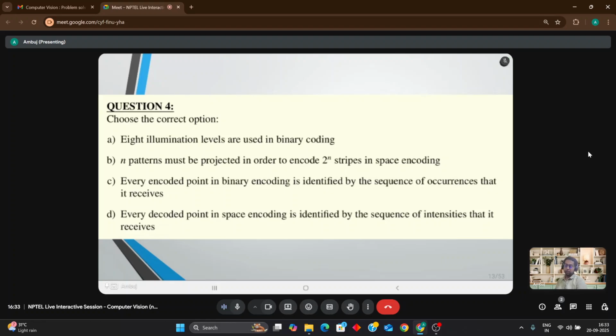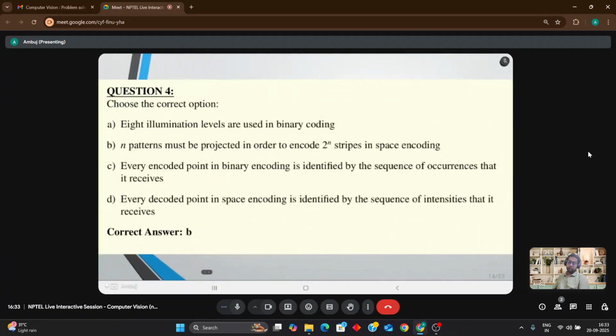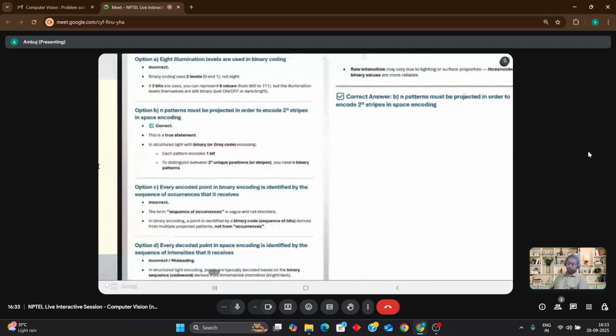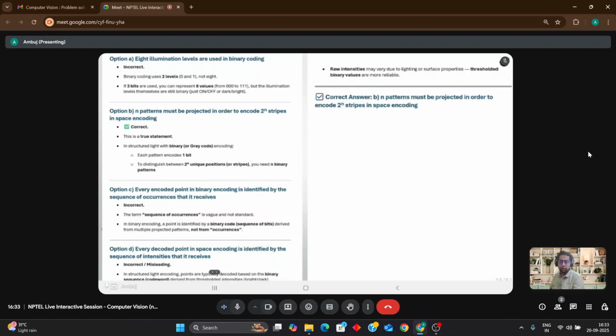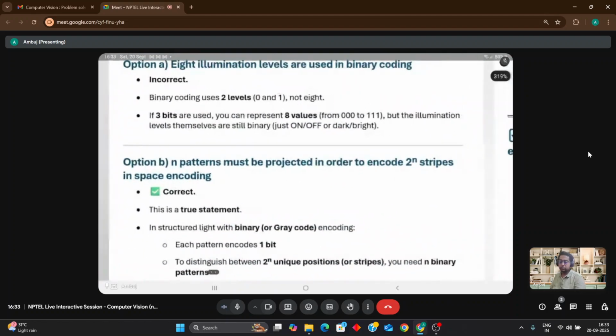Now you see, option A: 8 illumination levels are used in binary encoding. Let us check whether this statement is true. Only statement B is true. Option number A was: 8 illumination levels are used in binary encoding. This one is incorrect.